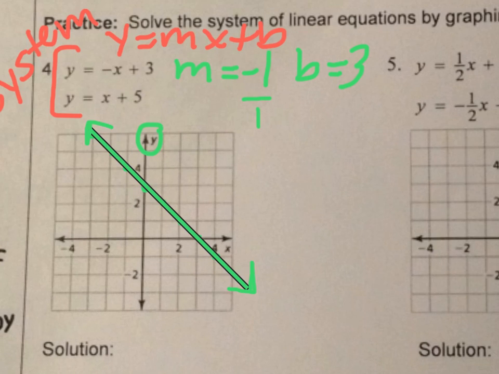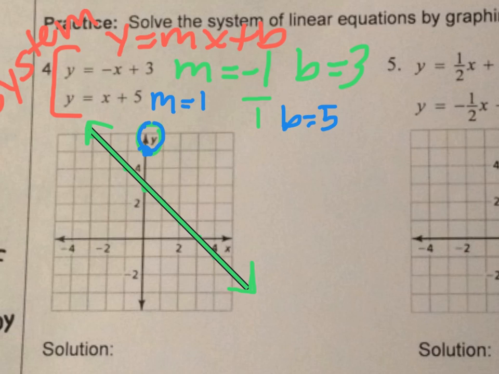Alright, so there's the first line. Now we need to graph the second line. The slope of the second line is positive 1, because that's the number in front of x. Even though you don't see it, remember when you don't see a number in front of x, it's an understood 1. And the b, the y-intercept, is a positive 5, because that's the number that is by itself. Again, we begin with b, so let's plot that point. We go to the y-axis, and we go up to a positive 5, right there.